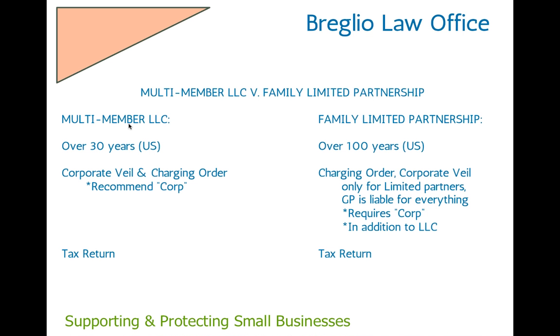Or if you're a single person, you don't have a spouse and you don't want to partner with somebody else, but you want this charging order protection, you can own 90% of the LLC, and then you can set up a corporation that owns 10%. So now you've got a multi-member LLC because corporations are considered separate identifiable entities. And both of these file tax returns. So yeah, there you go. There's the multi-member LLC versus family limited partnership. You're going to see these in different arrangements, but I wanted to highlight what they are and some of the differences between them.